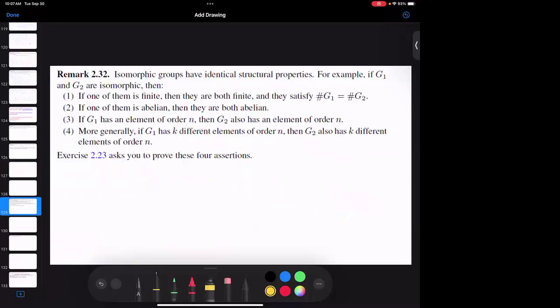Okay. So isomorphic groups have identical structural properties. For example, if G1 and G2 are isomorphic, then here are some things that are in common. The idea is if I know things are true about one group, then a lot of that should be true about another group. So it would be shocking if two groups were isomorphic and they had different sizes. Isomorphic groups are supposed to be essentially the same, so they shouldn't have a different number of elements. If things are commutative in one of them, then it should be commutative in the other one.